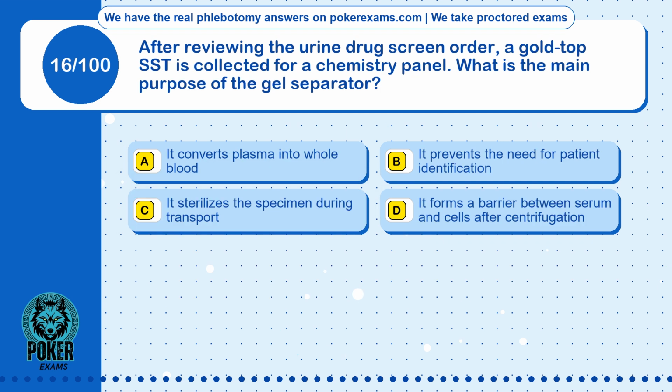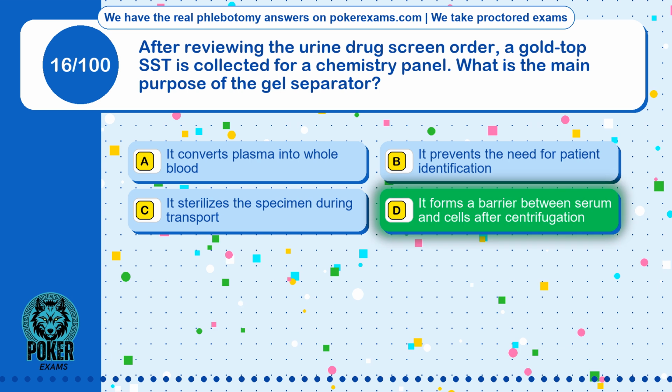Question 16. After reviewing the urine drug screen order, a gold top SST is collected for a chemistry panel. What is the main purpose of the gel separator? Option A. It converts plasma into whole blood. Option B. It prevents the need for patient identification. Option C. It sterilizes the specimen during transport. Option D. It forms a barrier between serum and cells after centrifugation.